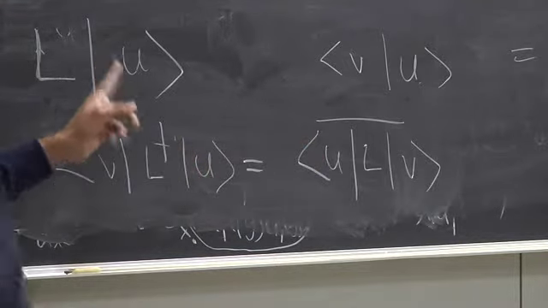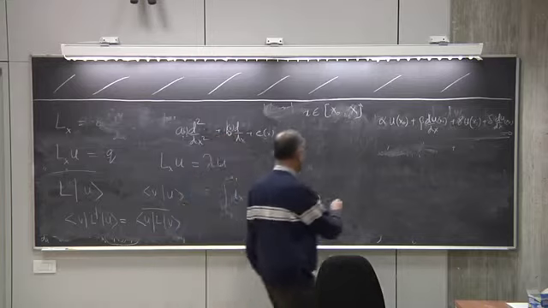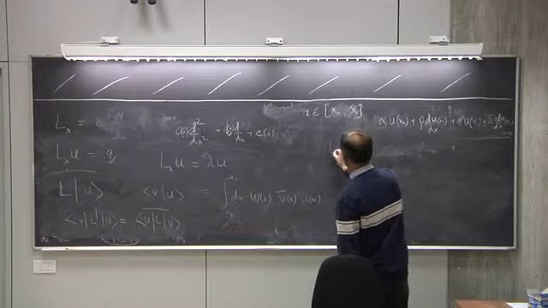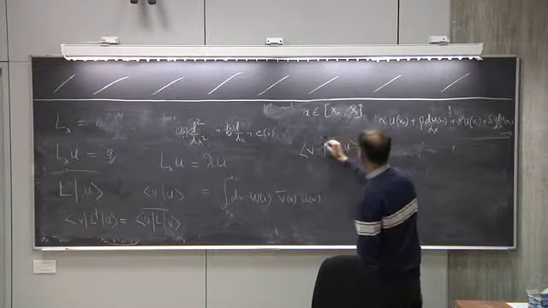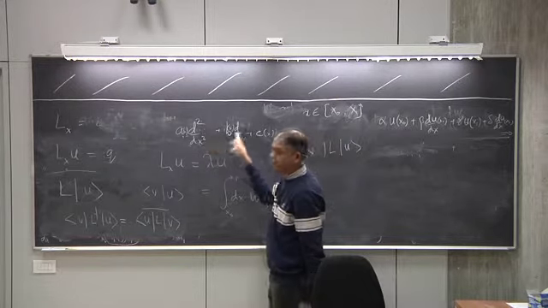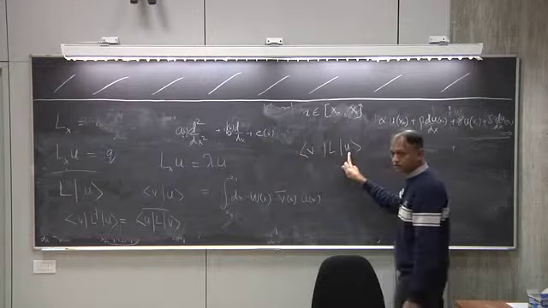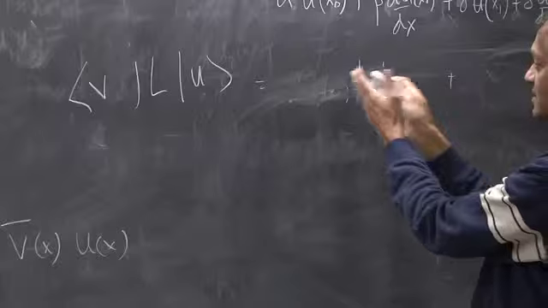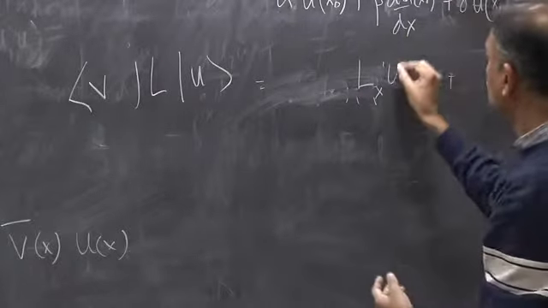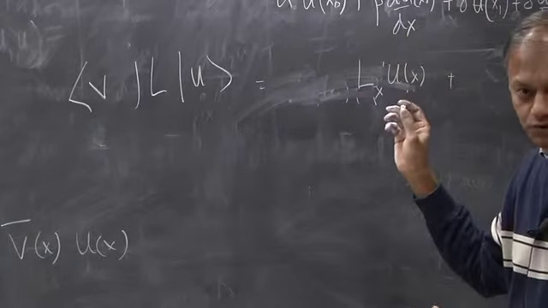So suppose I try to write something like this. I have L acting on u, inner product with v. L acting on u is this differential operator acting on u, so that is the same as Lx, meaning this differential operator acting on u, where the function u is given to you.